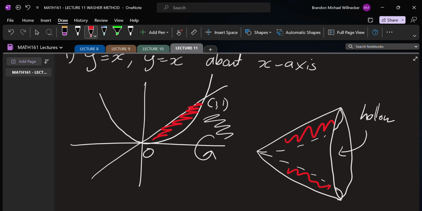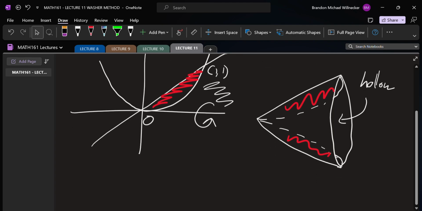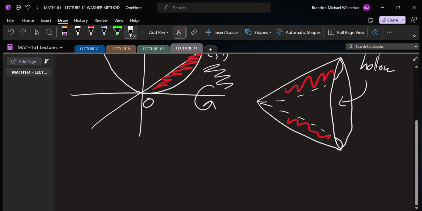Since we've got a solid part and a hollow part, we know that we need to use the washer method. If we use the disk method, that's for solid shapes with no inside part, it's solid. Here we've got a solid part and a hollow part, so we're going to have to use the washer method. Okay, to use the washer method, we need the outer radius of the washer and the inner radius.